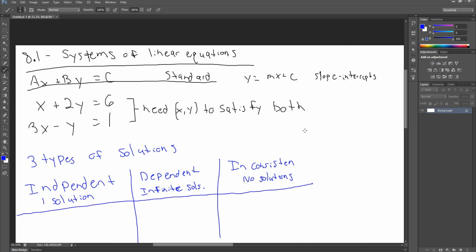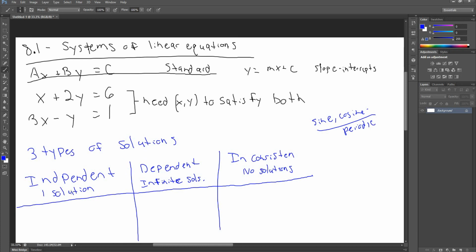I know we've been working with sine and cosine a lot recently. So these could have multiple solutions because they are periodic. Linear are not periodic, they are linear. So that's why we only have one, infinite, or none.